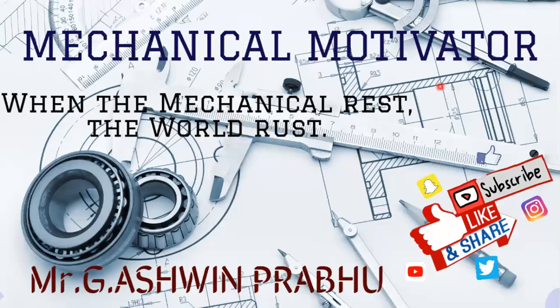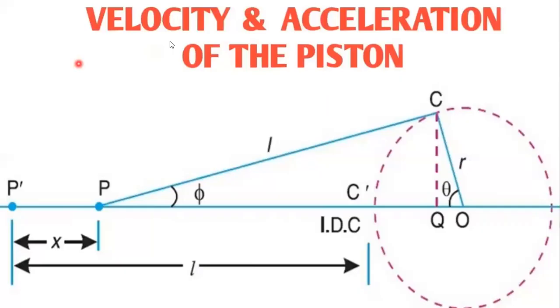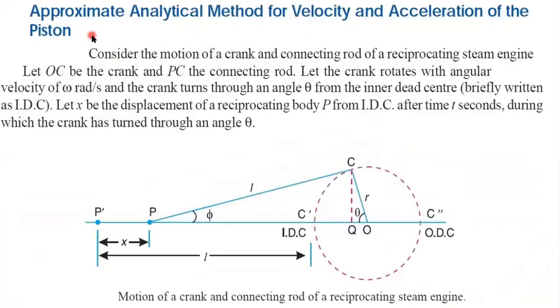In this video, we will be seeing the derivation of velocity and acceleration of the piston. I will be explaining step by step how to derive the velocity and acceleration of the piston. This is the motion of a crank and connecting rod of the reciprocating IC engine.